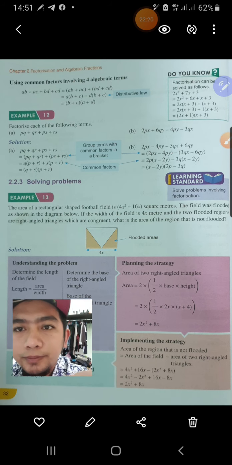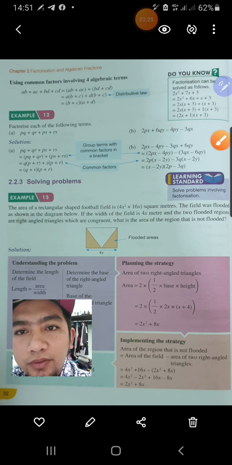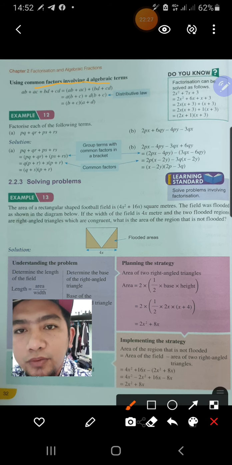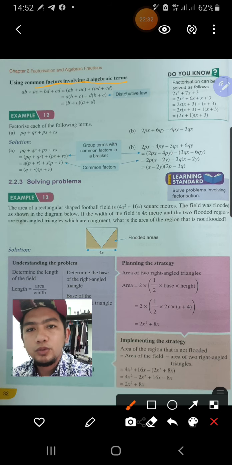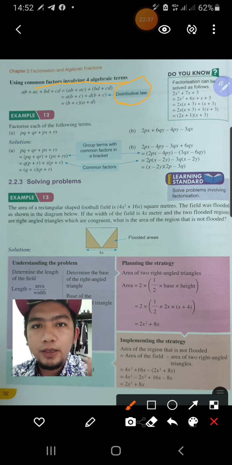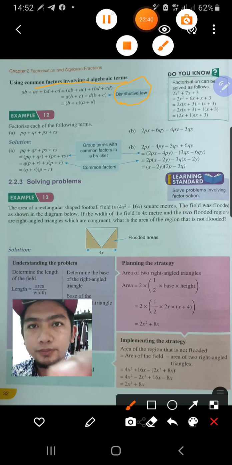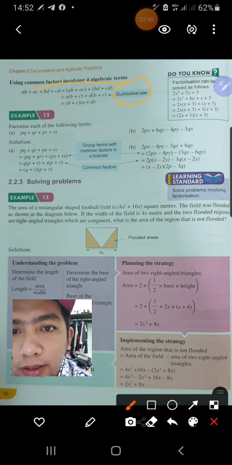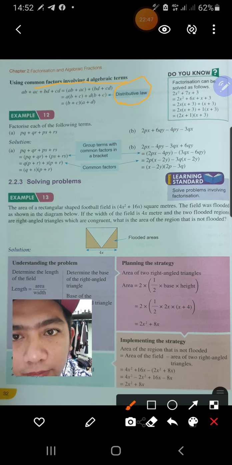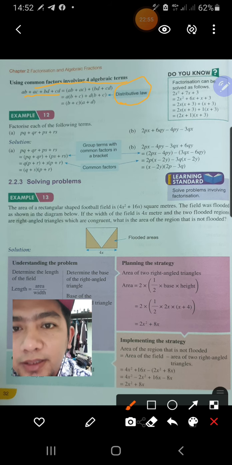Now we go to the last method, how to factorize by using common factors involving 4 algebraic terms. Actually kita sudah belajar ni since form 1. This one distributive law. Okay, so teacher akan pindah pergi page kosong. Okay, sebelum kita pergi page kosong tadi, the blank page, kita tengok what is distributive law. Okay, let's say the question is AB plus AC plus BD plus CD.